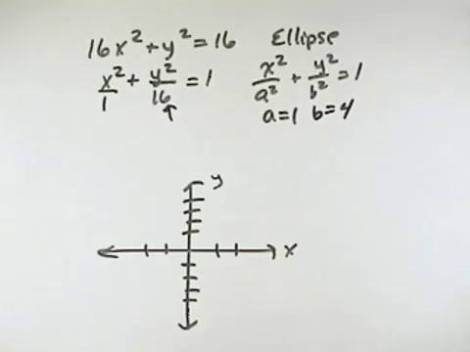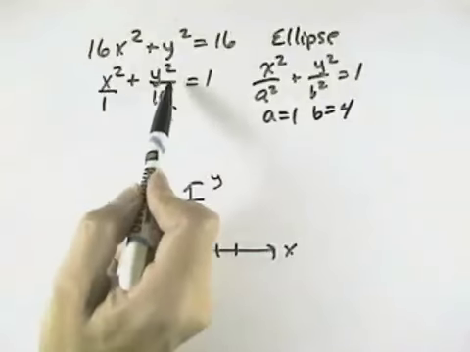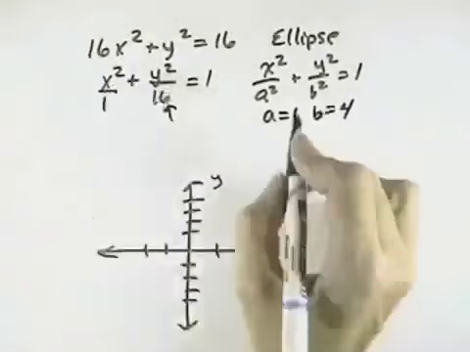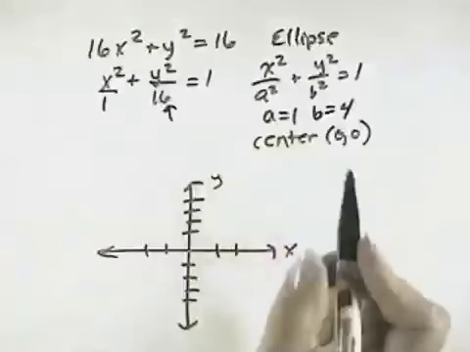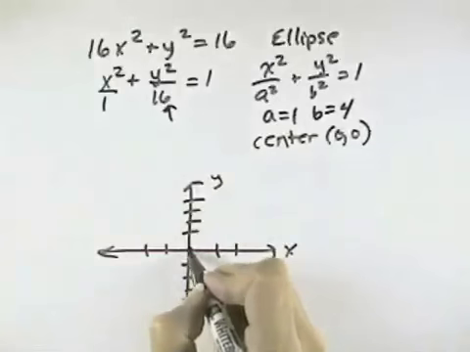And looking at this then, what we have is to find the center. Well, since it's not x minus h or y minus k, that means h and k are both 0. So therefore, if they're both 0, that means it's centered at the origin when we have no additional coefficient. So our center of our ellipse is here.